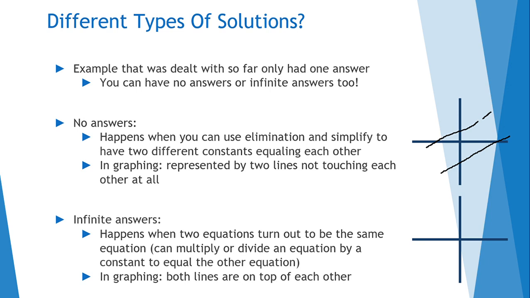Infinite answers actually take the same process as no answers, but the constants that remain at the end do equal each other. This signifies that the lines are the same line, maybe one being manipulated a bit to look like a different equation. So we'd have one equation looking like this, and the other equation would actually be the same line somehow. Sorry, they're not on top of each other, but it would be the same line.